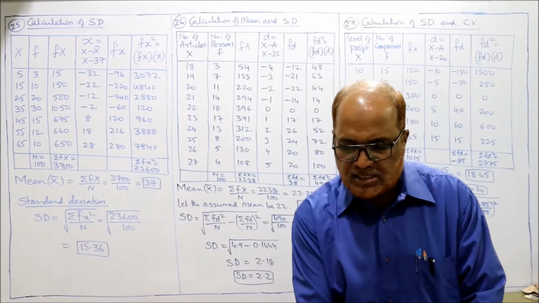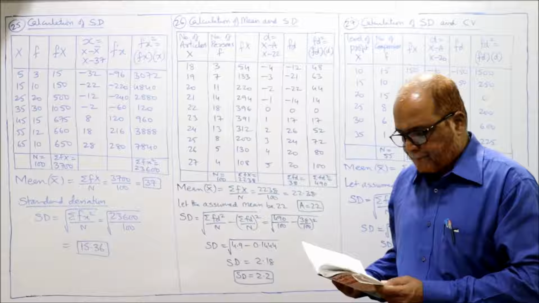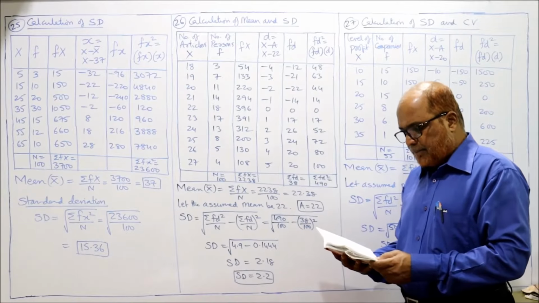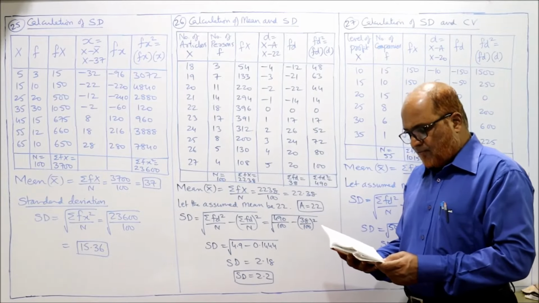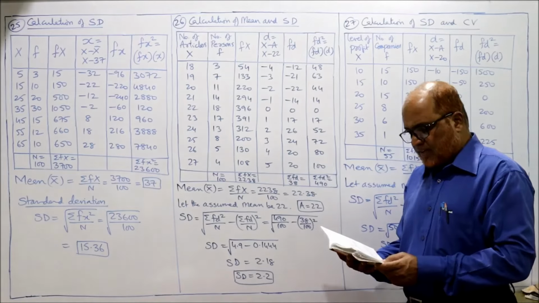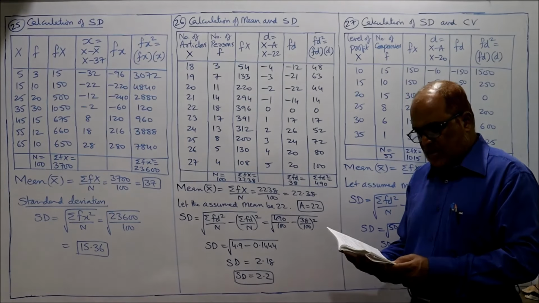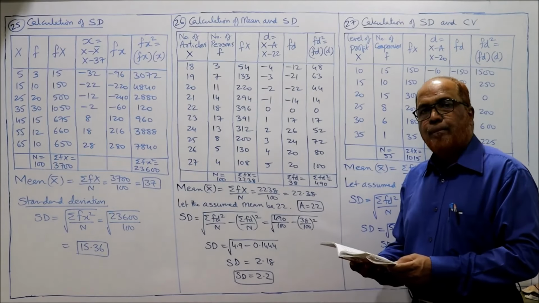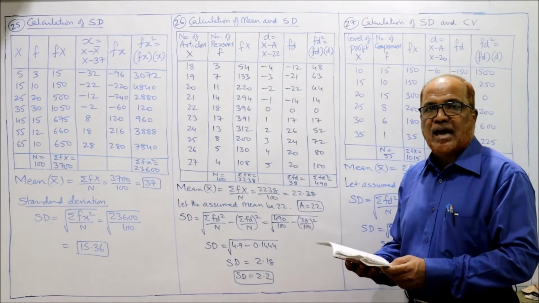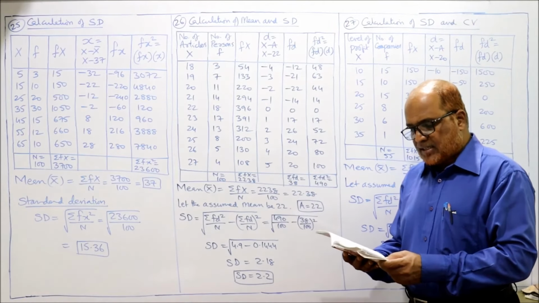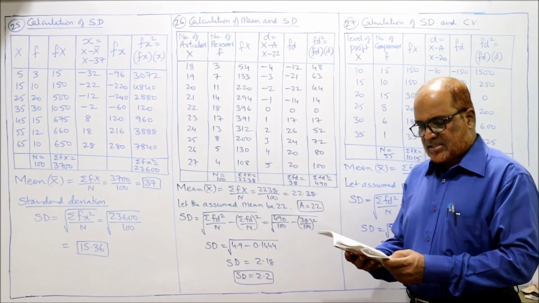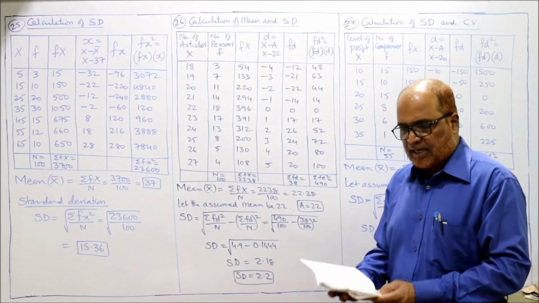Now see the 26th problem. The following table gives the number of finished articles turned out per day by different numbers of workers in a factory. Find the mean value and the standard deviation of the daily output of finished articles. Number of articles we can take as x, and number of persons as f, frequency. So x values are 18, 19, 20, 21, 22, and number of persons f are 3, 7, 11, 14, like that.